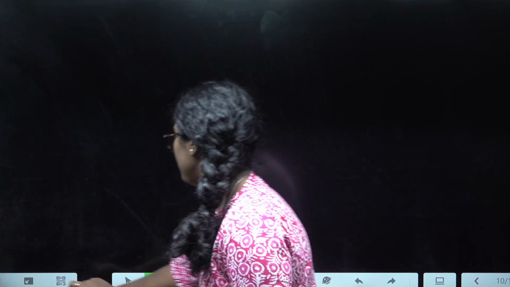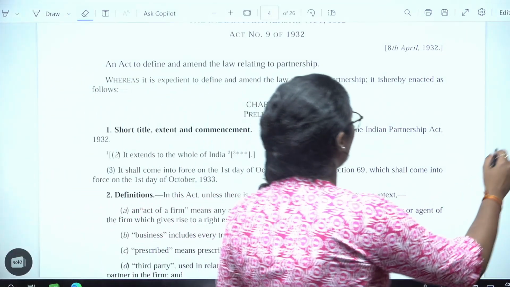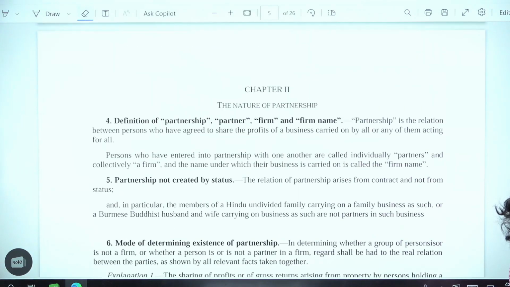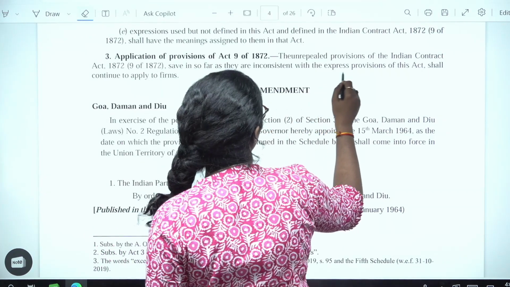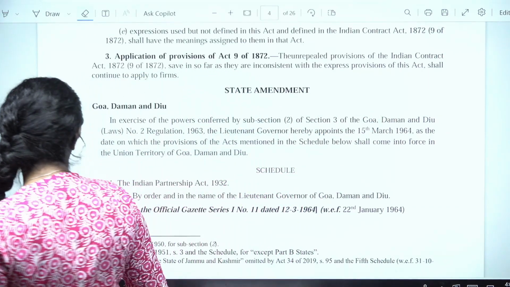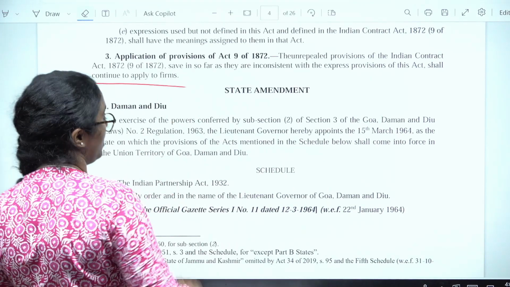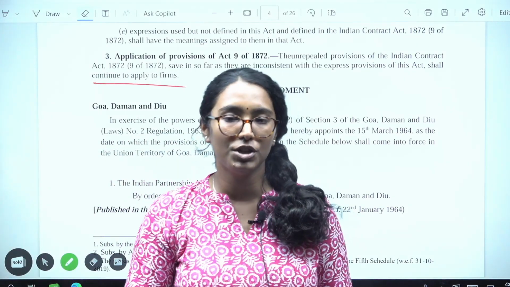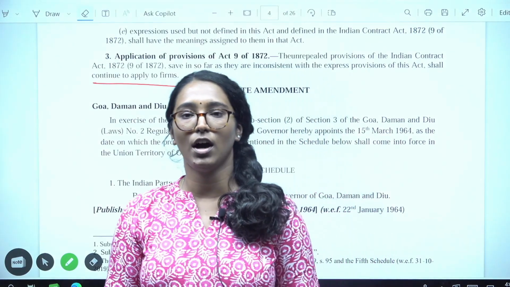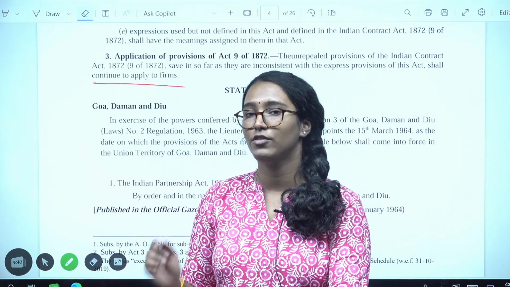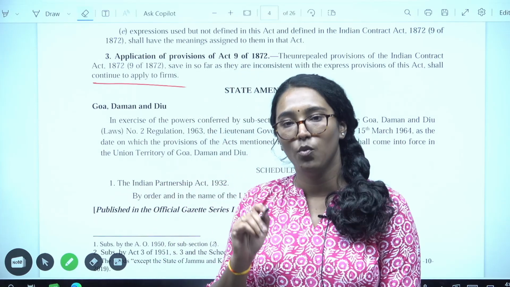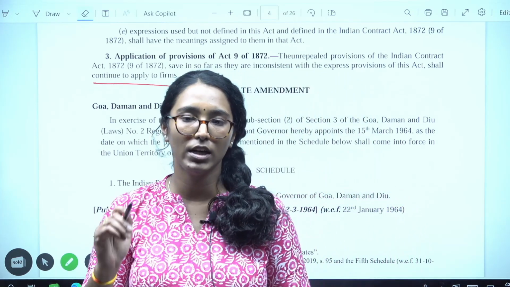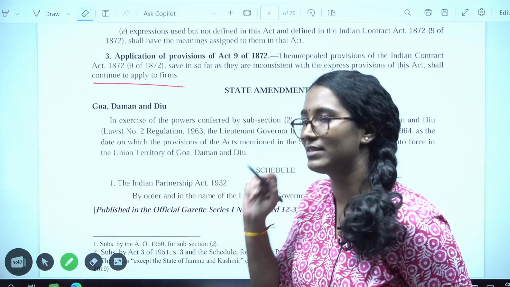Section 3 of the Indian Partnership Act states that the application of the provisions of Indian Contract Act which are not inconsistent with the express provisions of this act shall continue to apply to firms, which means that the provisions of the Indian Contract Act which are applicable on firms and which are not inconsistent or which are not violative of the Indian Partnership Act will continue to apply to the firms. Let us understand this with an example.